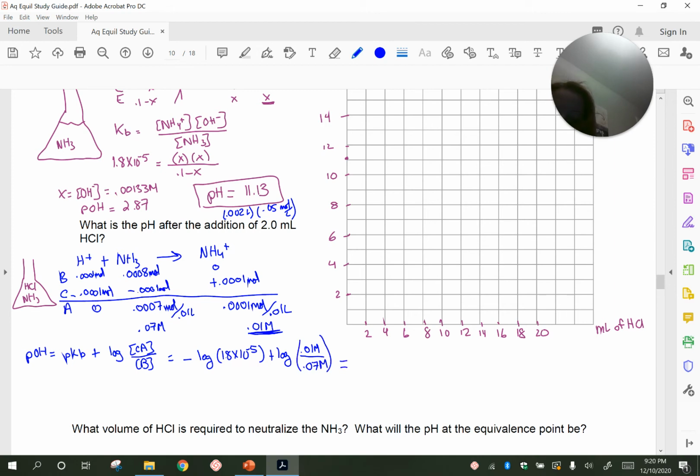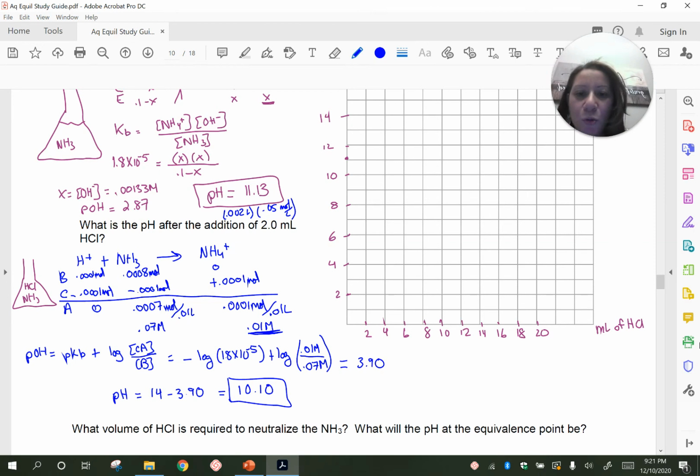And so I get my pOH to be 3.90 is what I got. And so my pH is 14 minus that. And so that is 10.10. And so that's my pH. So after 2 milliliters, my pH is 10.10.